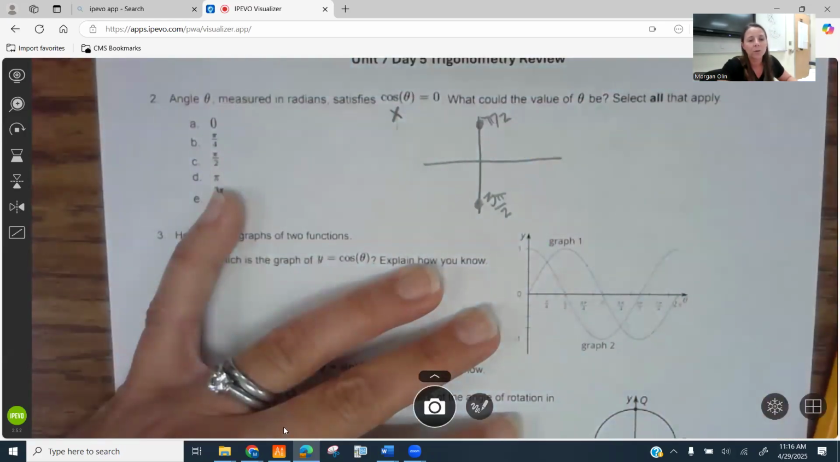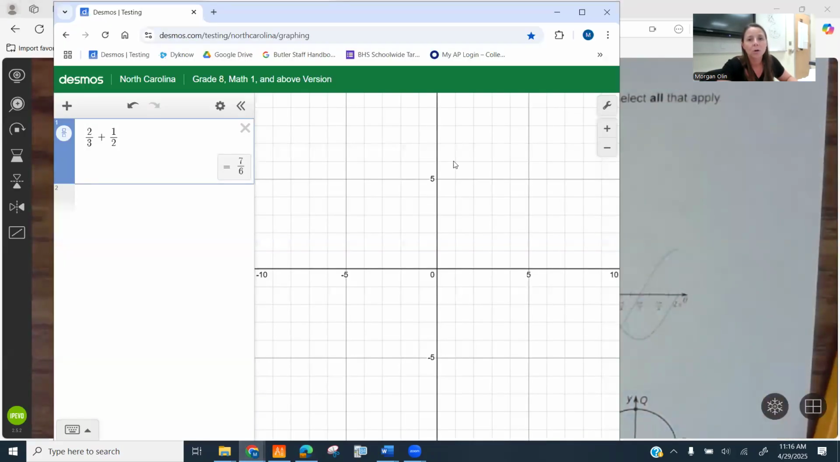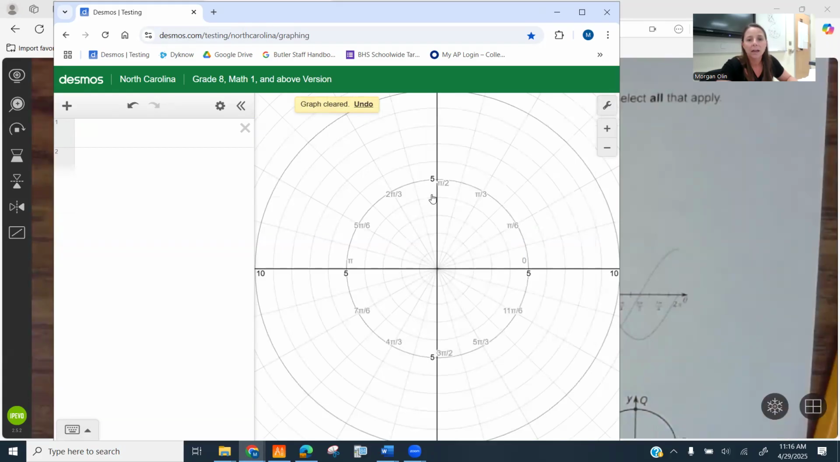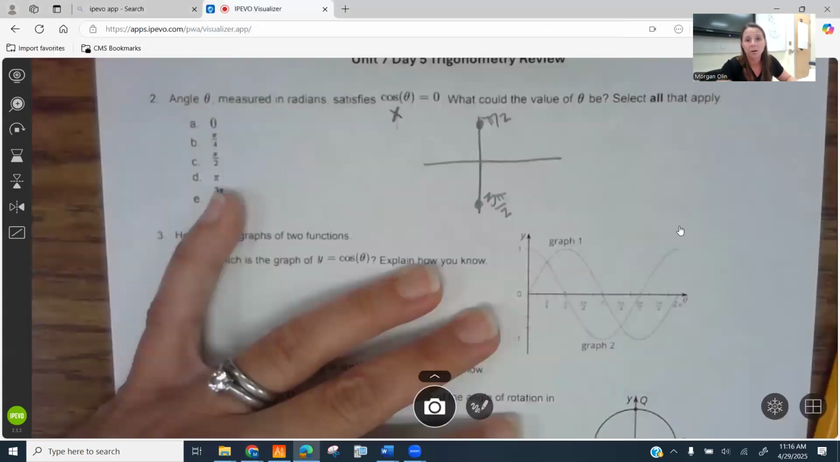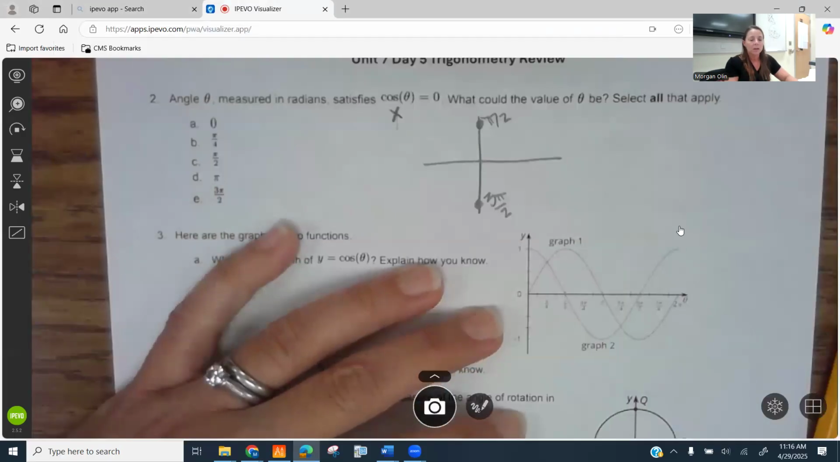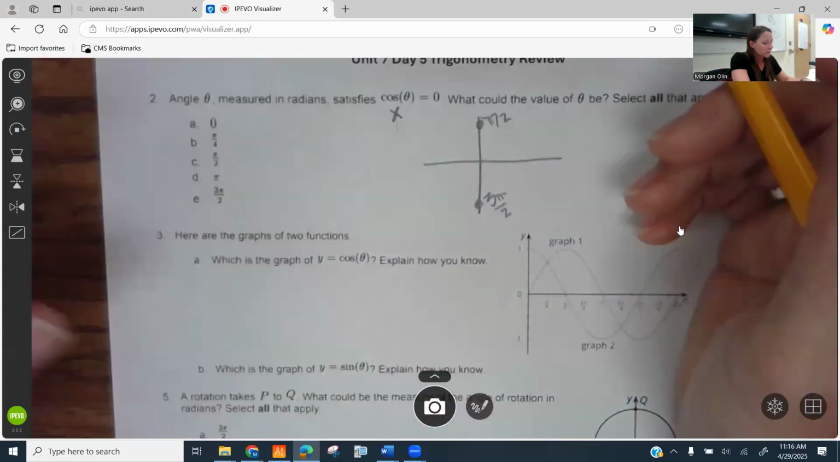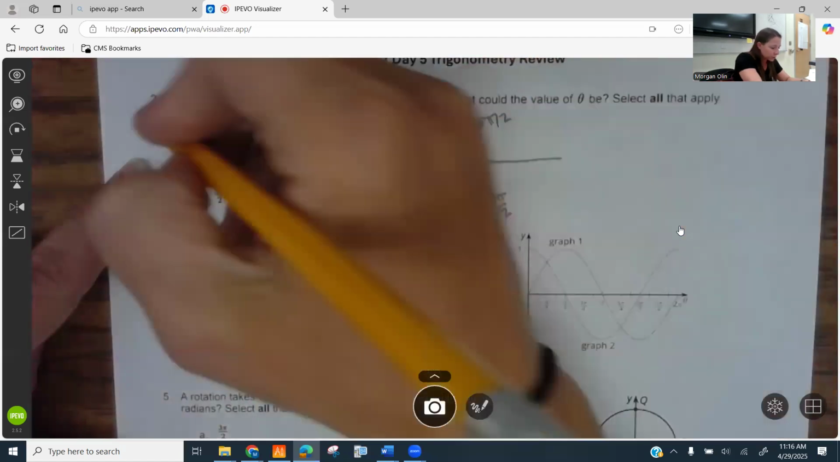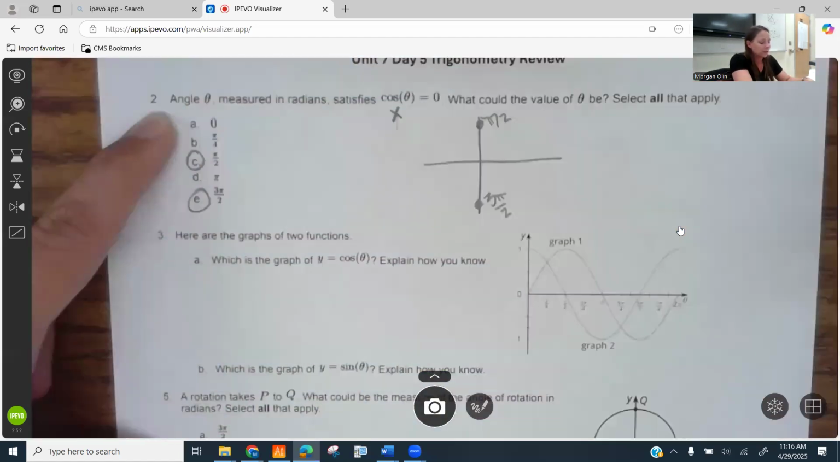If you didn't remember what those radian measures were, go back to here and remember your circle right here. It's in radians, and right here, that's pi over 2, and down here, that's 3 pi over 2. I just know it up here, and the more you use it, the more you'll remember. So it could be 3 pi over 2. It could be pi over 2. Now, let's go eliminate the rest of them.